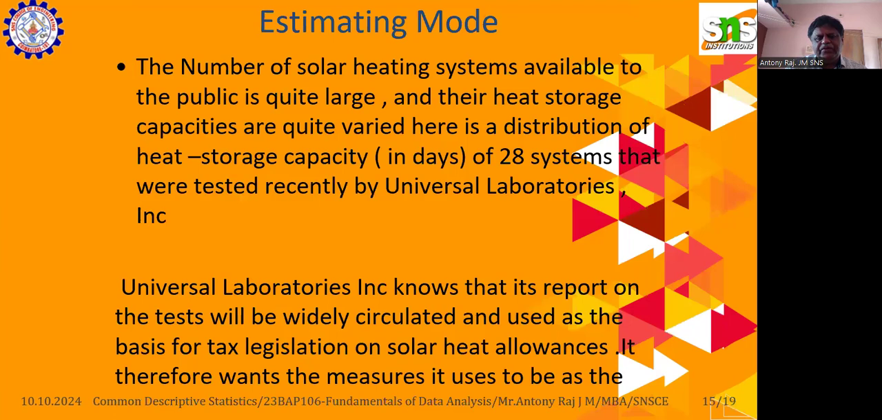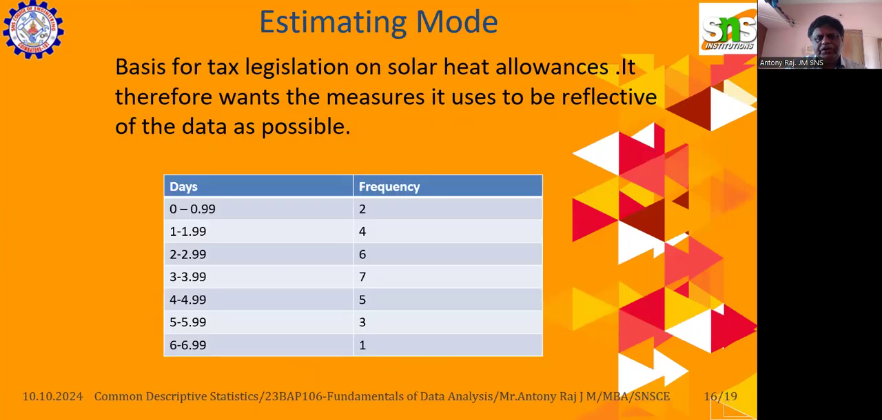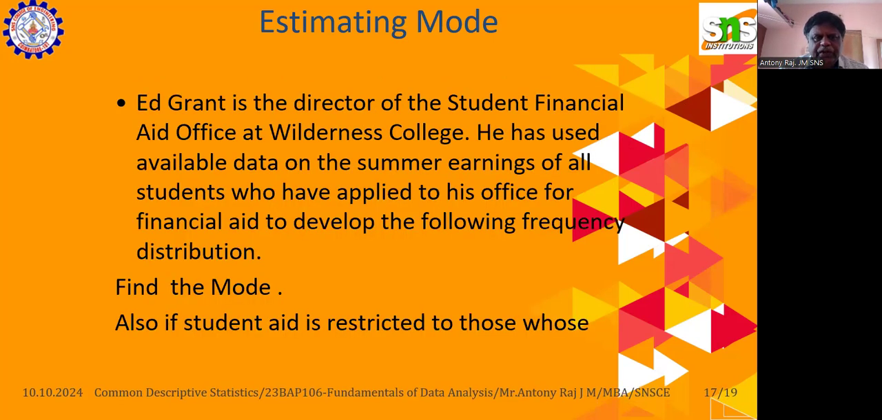And this is one more sum where we can use the mode. Here, where a sample mode is needed, the data is given in terms of number of days and frequency. It is a class interval, and based on that, we need to find the mode. There is one more sum, where the director of the student financial aid office at Wilton used all the available data on the summer earnings of all the students who applied to the office for financial aid to develop the frequency distribution and find the mode.